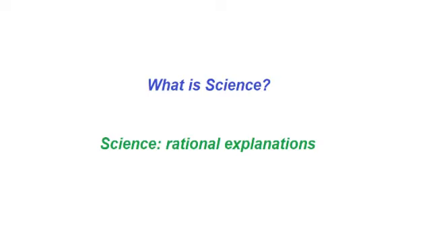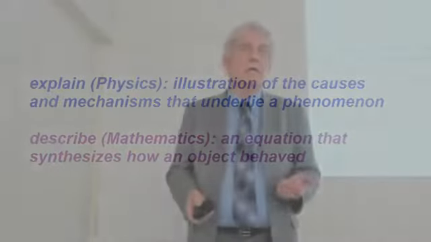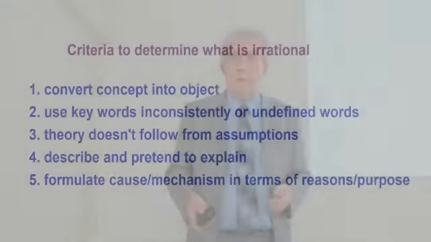So all we have to do is know what an explanation is, what rational means. And let's go with explanations first. Here we have explain or explanation: illustration of the causes and mechanisms that underlie a phenomenon. That's physics. That's what physics does. What does mathematics do? It just describes an equation that synthesizes how an object behaved. You can say, a lion ran at 60 miles per hour. That's just a description. You still haven't explained anything with that number, with that equation, with whatever you put forth.